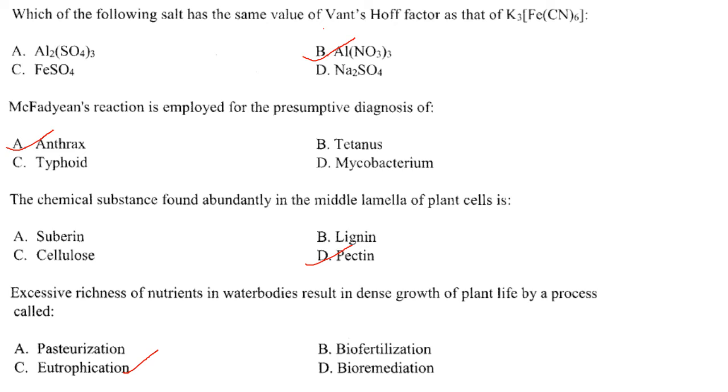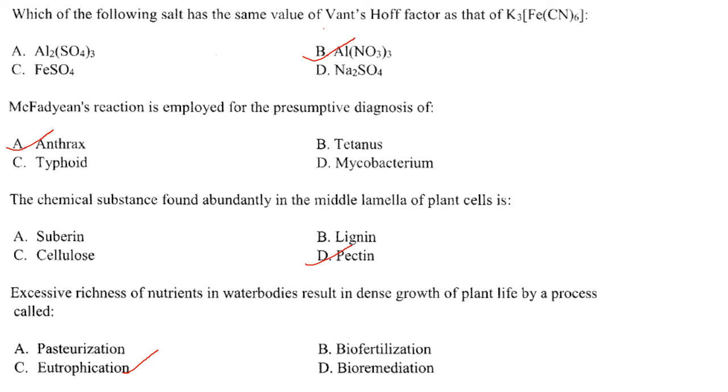K3FeCN6? So K3FeCN6 on ionization gives 4 species, 3K plus and FeCN6 3 minus. And AlNO3 also gives 4 species, that is 1 Al3 plus and 3 NO3 minus. Thus both will have the same value of Van 't Hoff factor. So answer here is option B.